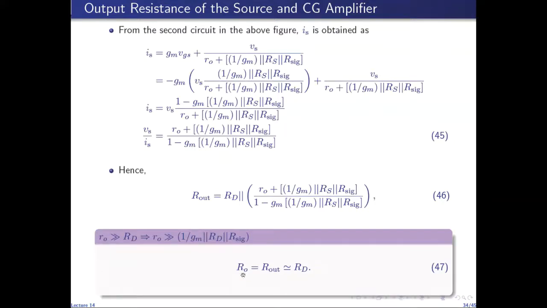Similarly, since capital R naught is RD in parallel with small r naught, and small r naught has been assumed to be much greater than capital RD, capital R naught, which is the output resistance of the amplifier alone, is also very well approximated by capital RD. So these are the more commonly found expressions for the output resistance of the common gate amplifier under the useful assumptions.